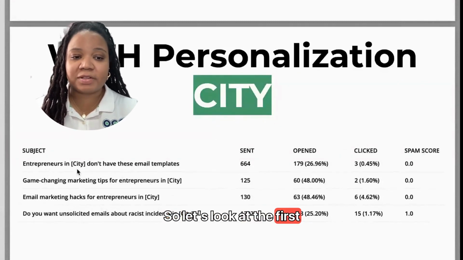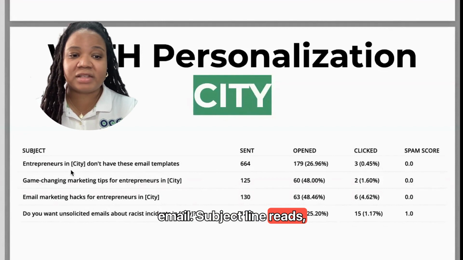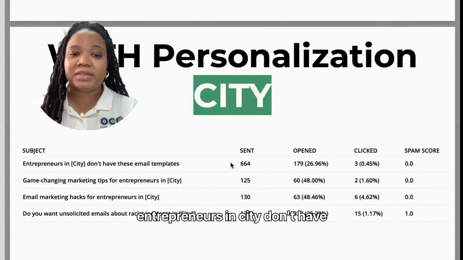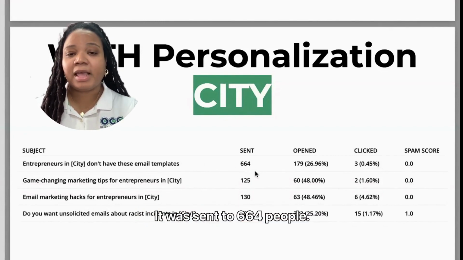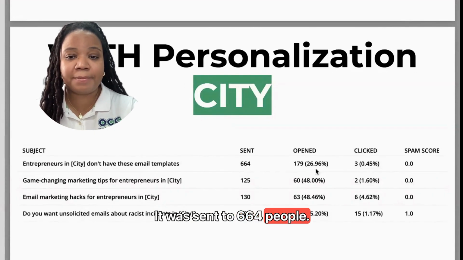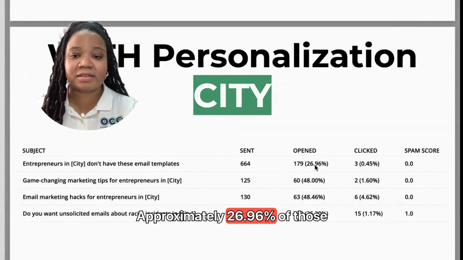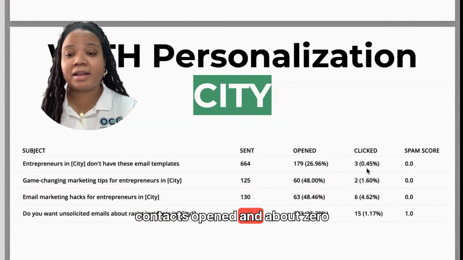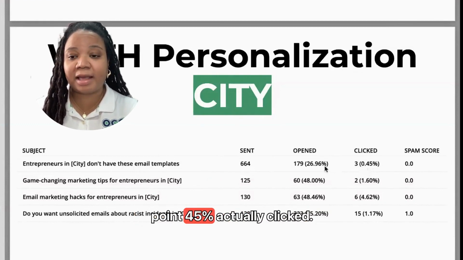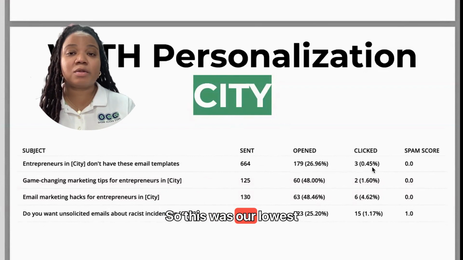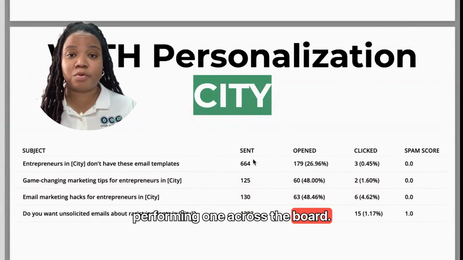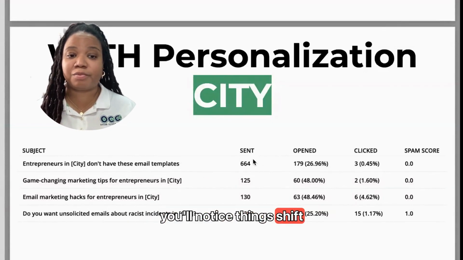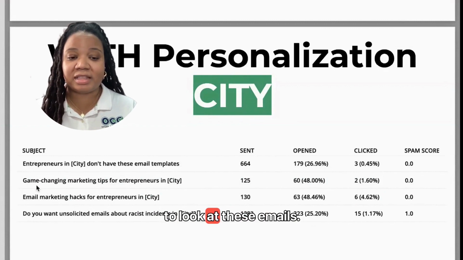So let's look at the first email. Subject line reads, "Entrepreneurs in city don't have these email templates." It was sent to 664 people. Approximately 26.96% of those contacts opened, and about 0.45% actually clicked. So this was our lowest performing one across the board. However, you'll notice things shift pretty quickly as we continue to look at these emails.